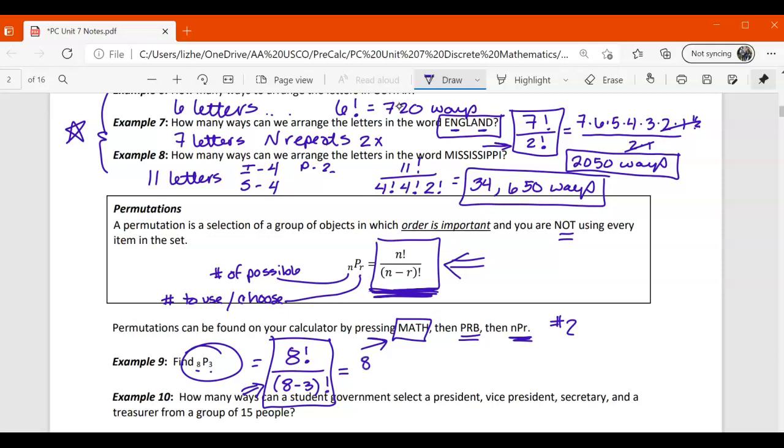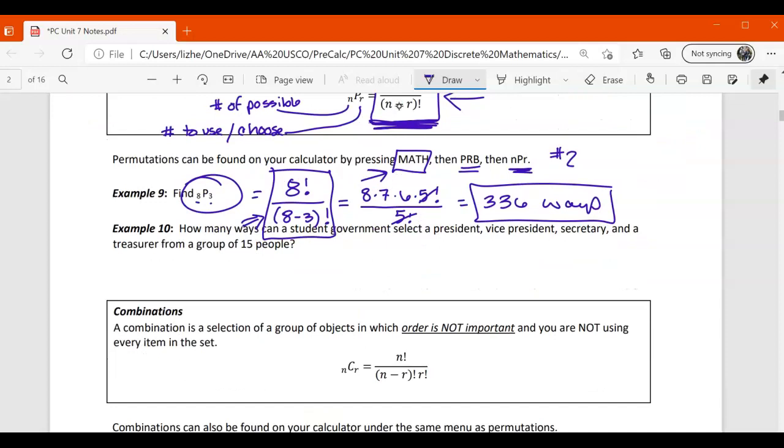Looking at what this is, it's 8 times 7 times 6 times 5 factorial, right? We keep going down from 5. Here, 8 minus 3 is 5 factorial. Those cancel. So technically, we're doing 8 times 7 times 6, and you get 336 ways.